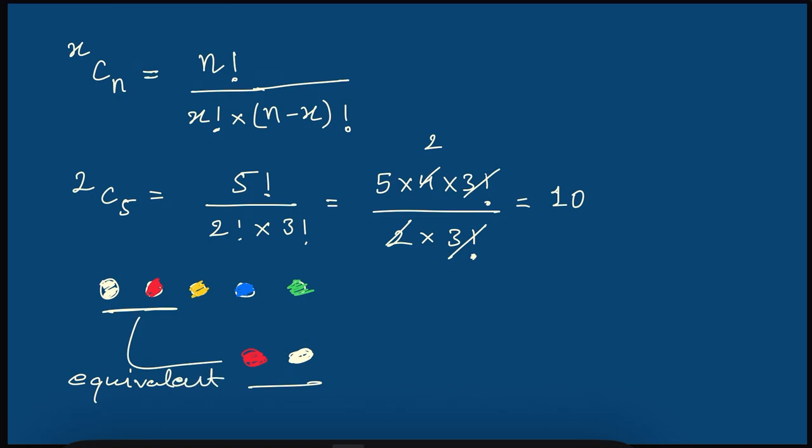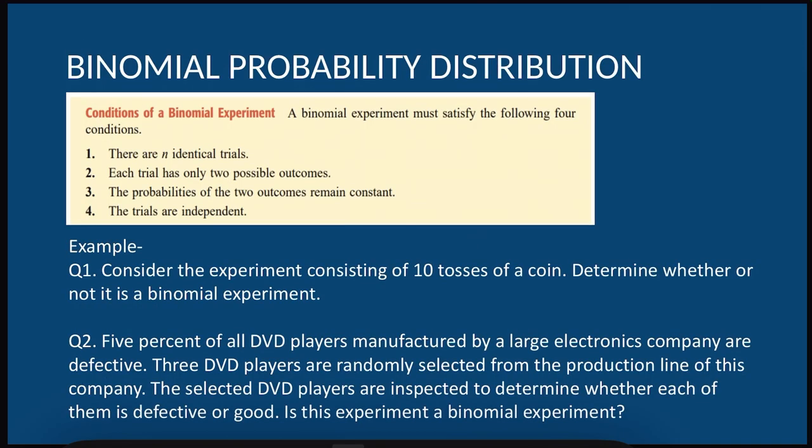When order doesn't matter, we usually go with combinations. But if the order matters, then we continue with permutations. I hope this process is clear to all. So let's move forward to our next topic, which is binomial probability distributions.